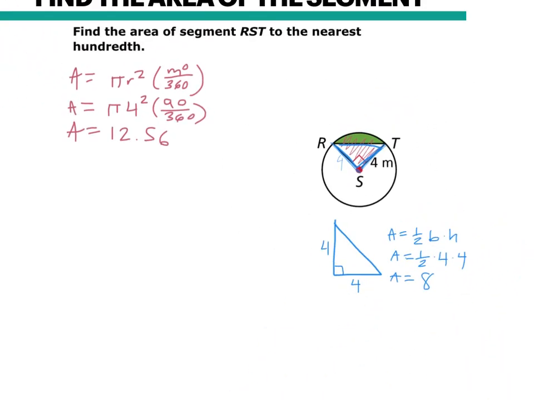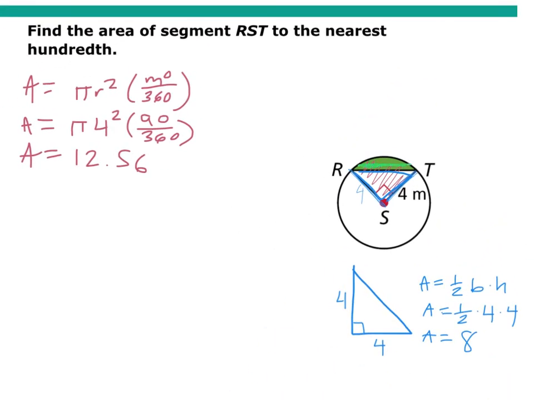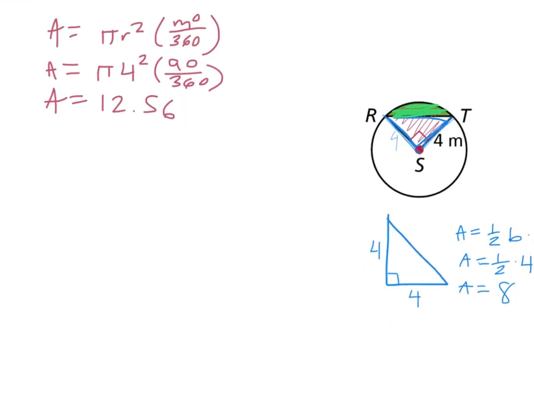Okay, now to find our area of the segment, so this green part, we just do our area of the sector, which is 12.56, and subtract our area of the triangle, which is 8. So that's going to give us an area of 4.56, and then our unit is meters, so meters squared.